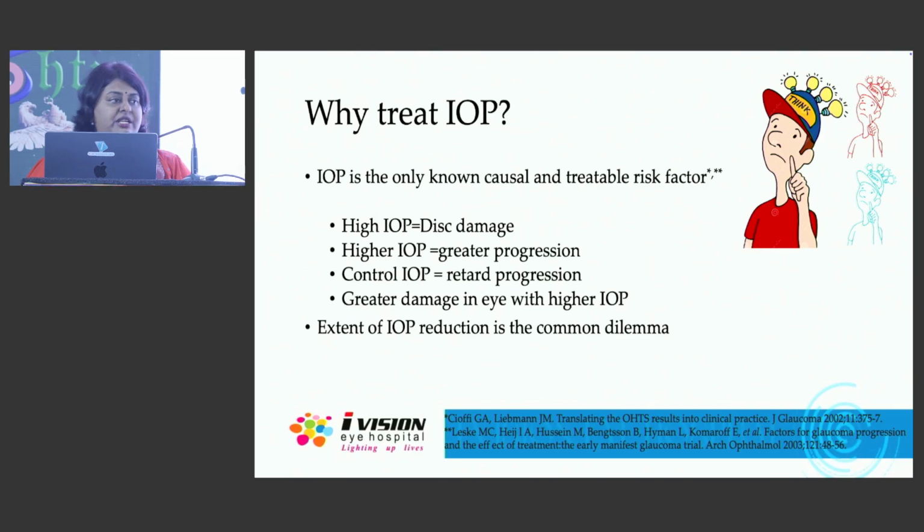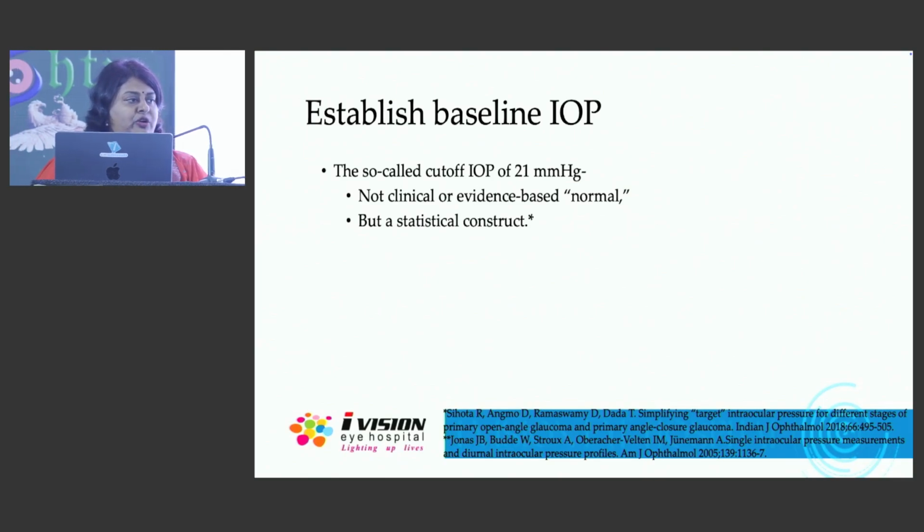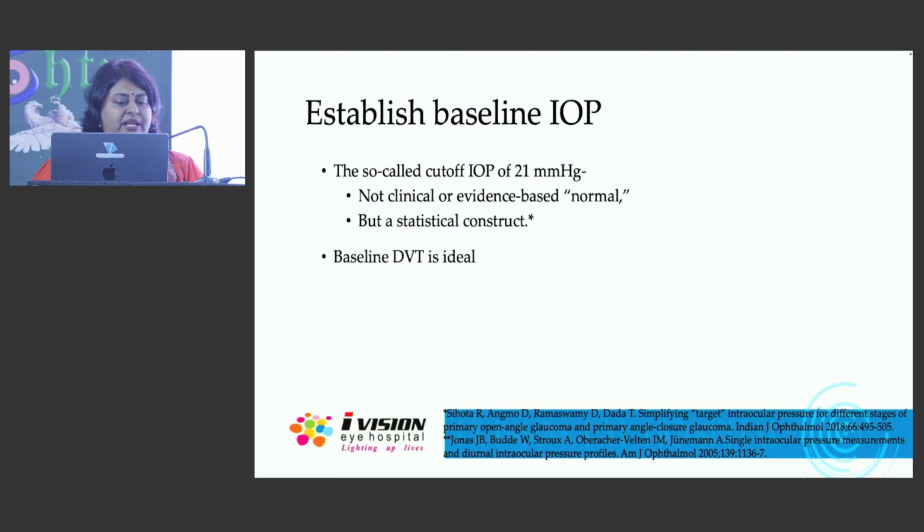Extent of IOP reduction is always a common dilemma. How much you should reduce the IOP is not known. This cutoff IOP of 21 millimeter of mercury is not a clinical or evidence-based normal, but it is a statistical construct. Actually, the ideal way is to do a baseline DVT for everyone, but that is not practical. 30 to 40 percent of POAG patients at presentation might have a normal IOP.